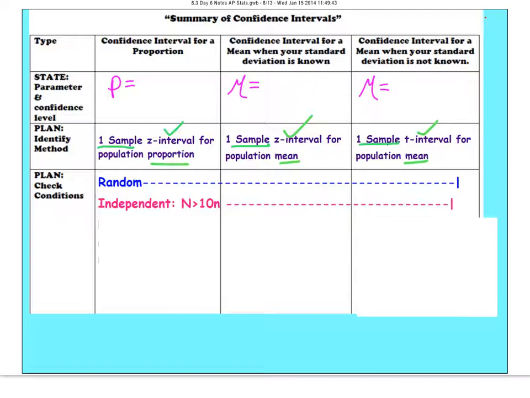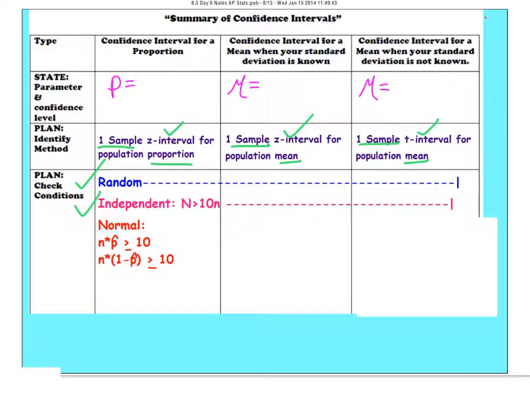Now the conditions, they all check for randomness. They all do independence the same way. Remember, you check for independence when you do not do replacement within your study. Now the conditions for normalcy are a little bit unique. For the proportion, remember we are looking that both of these two sets are greater than or equal to 10.